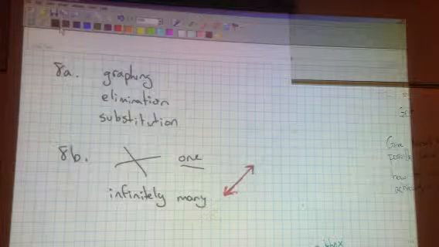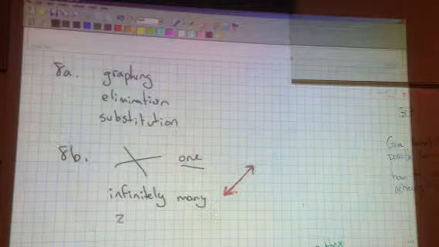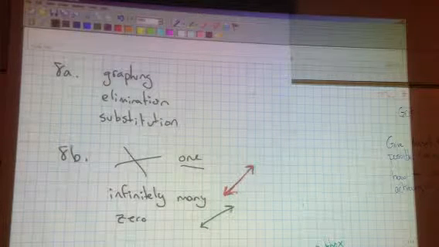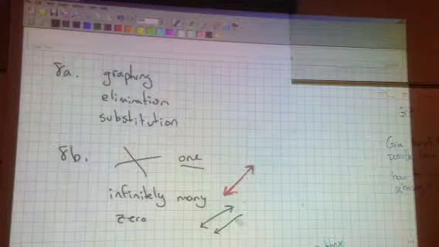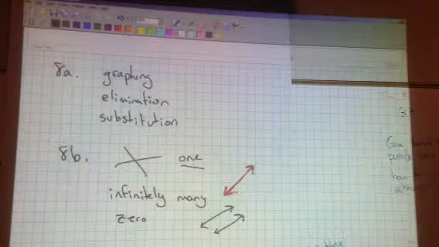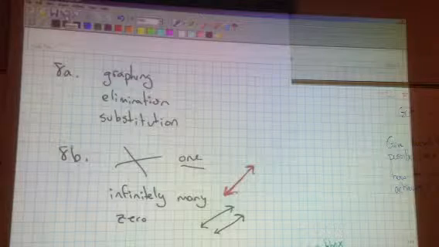And then lines that do not intersect have 0 solutions. So that's just basically parallel lines. They have the same slope. They'll never intersect. There is no solution. So moving forward.